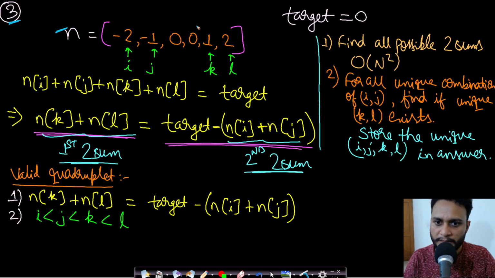So this is our nums array, and the condition was, if we have 4 different pointers i, j, k, l, then nums at i plus nums at j plus nums at k plus nums at l will be equal to target, and only then it will form a quadruplet, right? So we can just modify this equation to form nums at k plus nums at l equals target minus the sum of these two elements, nums at i plus nums at j. So you will find that we have formed two sums. So this is a two sum and this is a second two sum, right?